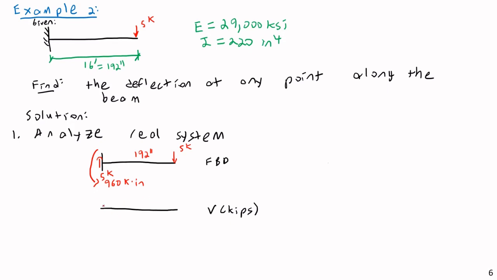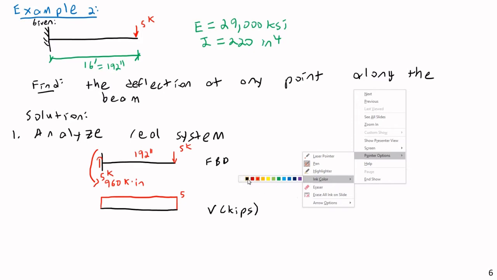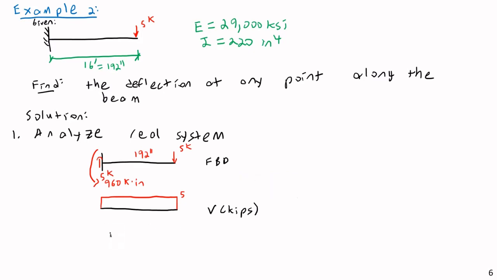We're going to start up at 0, and then we're going to pop immediately up to 5. There are no other transverse loads across the length of the beam, and so we're going to end up with a constant shear all the way across until the load on the right-hand side causes us to drop back down to 0. So 5 kips here.